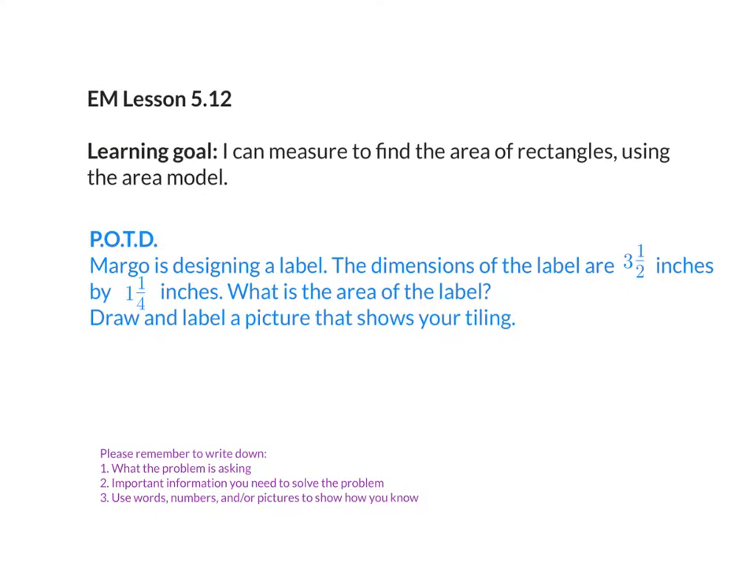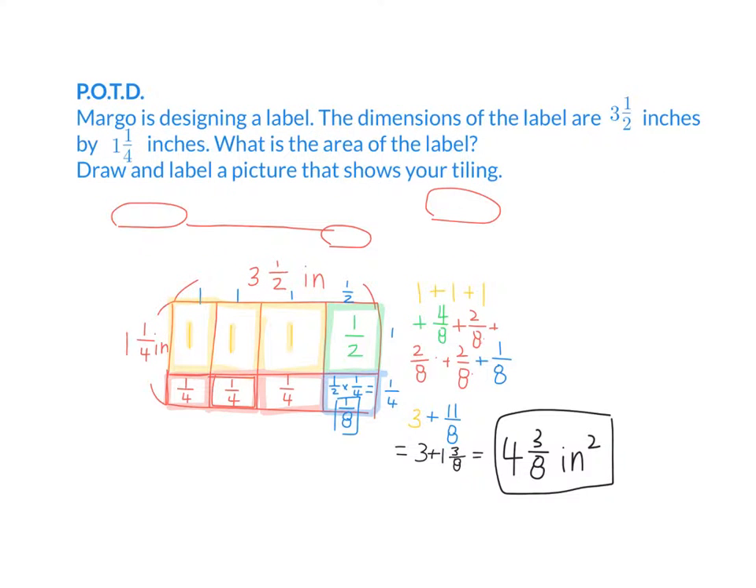Today we're doing Module 5, Lesson 12. And today we're going to use measuring tools. What's a measuring tool called? A ruler. Good. We're going to use rulers to measure to help us find the area of rectangles. And we're going to be using area models to help us find the area. We've used area models before in the past, but it's been a while. Today when I show you it, hopefully you're like, oh yeah, that's what that is. Okay? Let's first talk about the problem of the day.